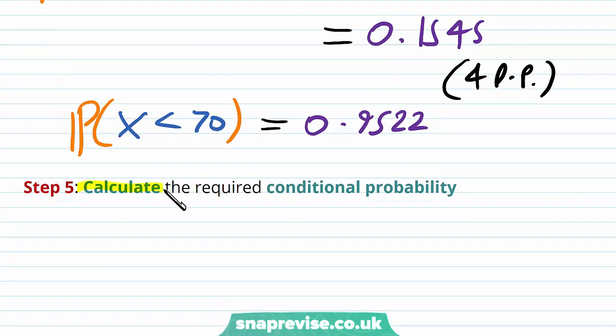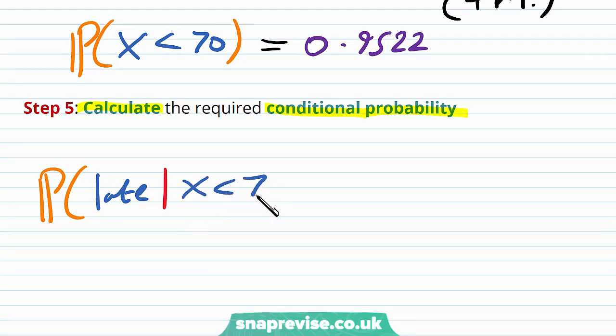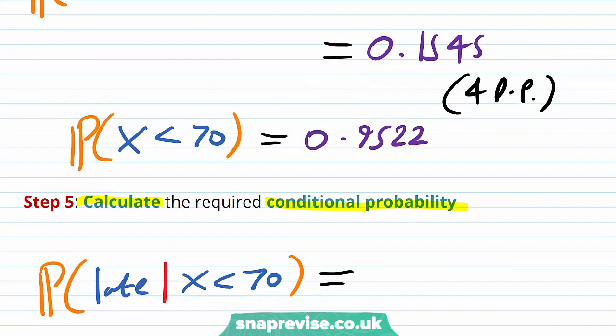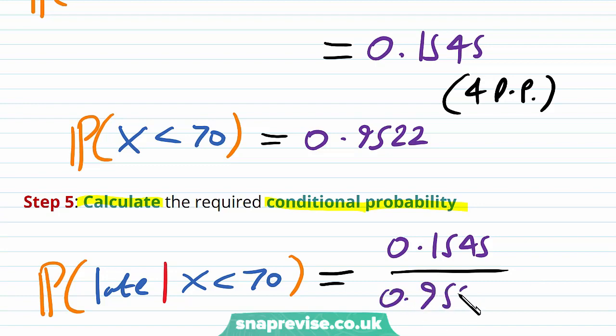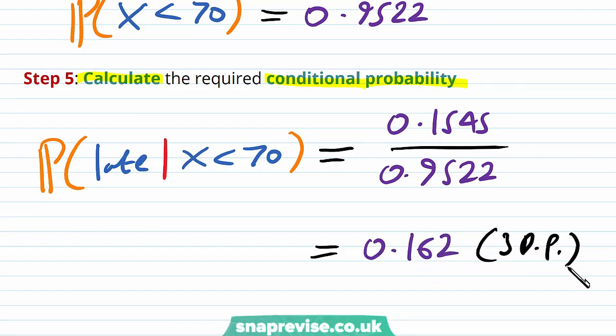Our last step is to calculate the required conditional probability. The probability of being late, given that X is less than 70, is going to be the division of these two numbers. So we have 0.1545, then we divide by 0.9522, and therefore we get 0.162 to 3 dp.